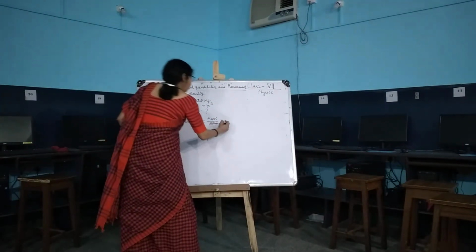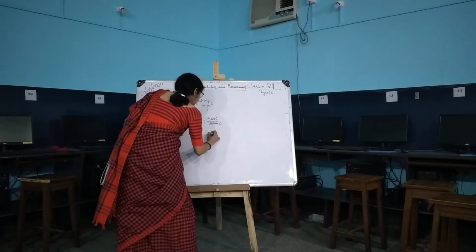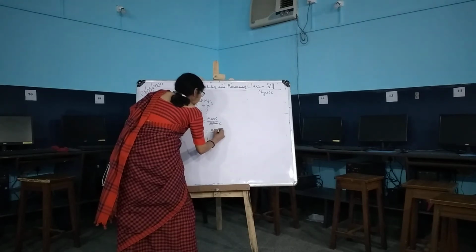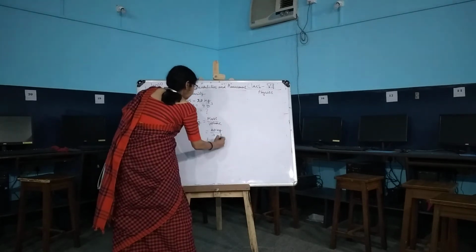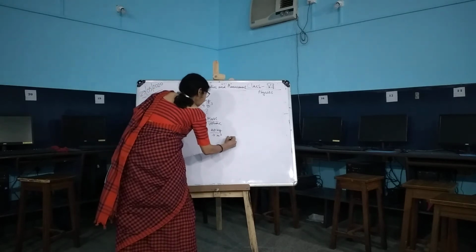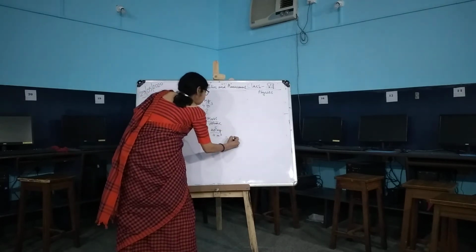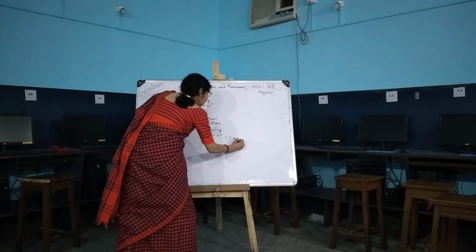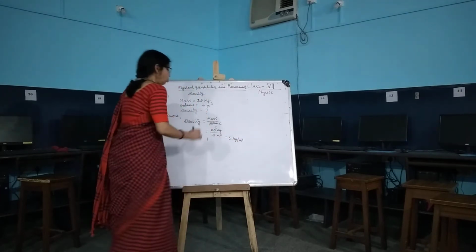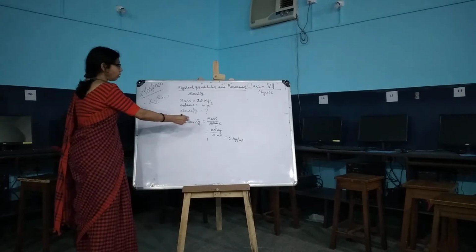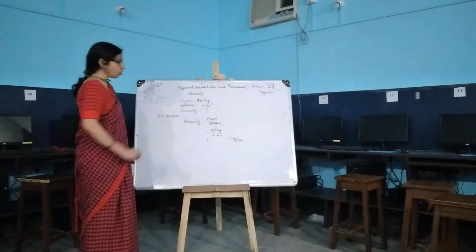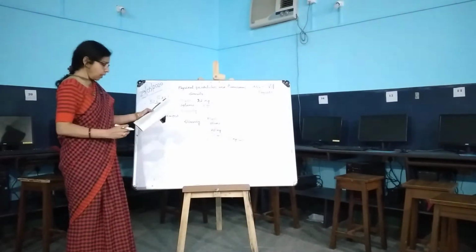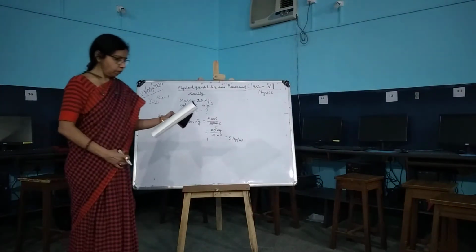Then you put the value: mass is equal to 20 kg and the volume is equal to 4 meter cube. Now we cut it and get the density is equal to 5 kg per meter cube. So the density of the object is 5 kg per meter cube. So this is number one. Next we move to the next one.